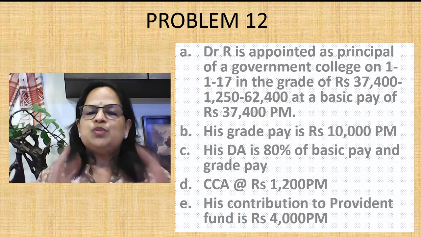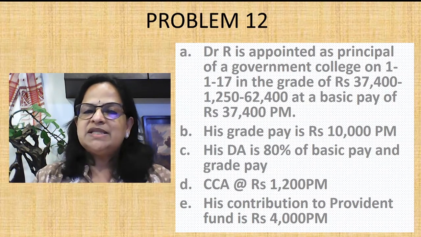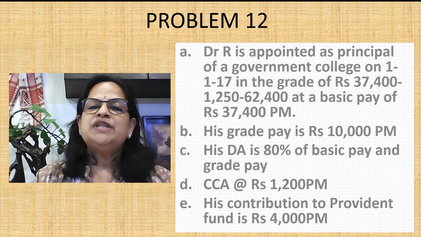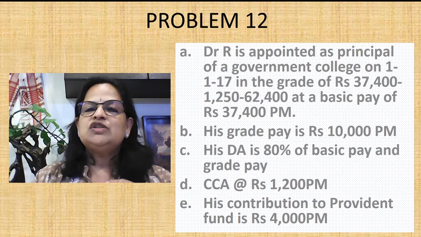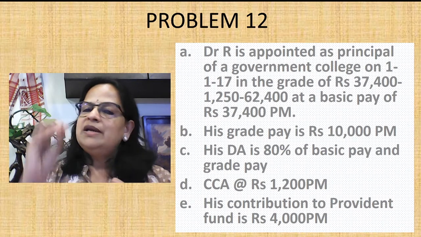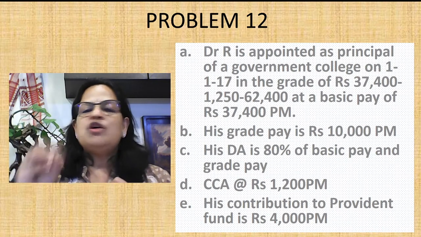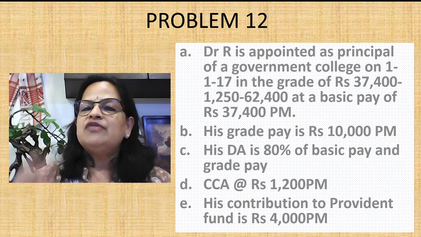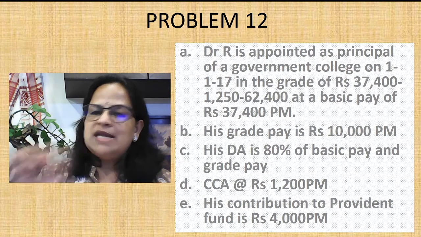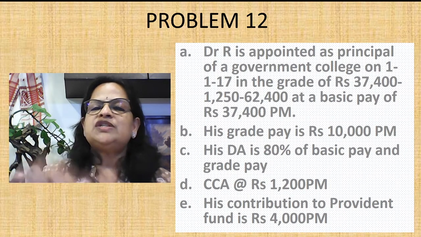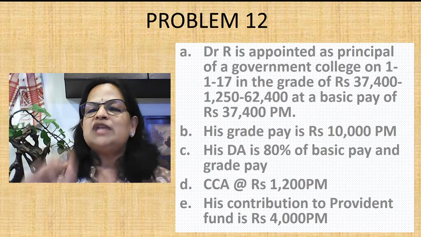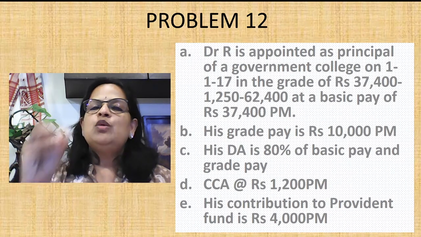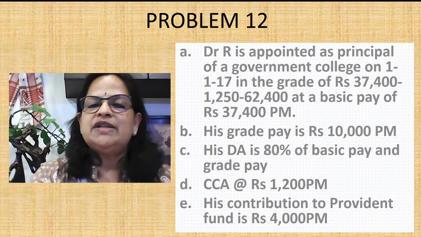Now last module for this problem, this is very important. Salary pay scale and grade pay I have explained. So Mr. Dr. D is appointed as a principal of a government college. So entertainment allowance is also there in this question. So remember that you have to calculate exemption for government employee for entertainment allowance also. So 1,117 in the grade of 37,400 slash 1,250 slash 62,400 pay scale. Now I'll explain at a basic pay of 37,400. So this meaning 1,117 he is joining with 37,400.